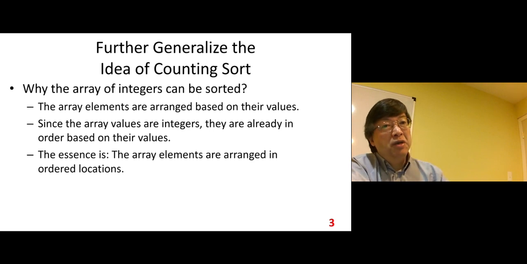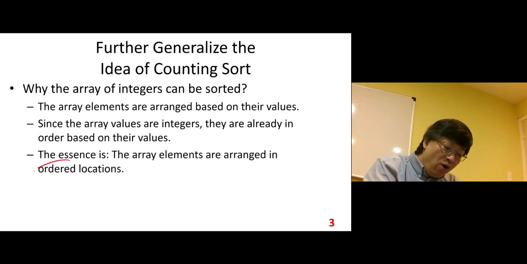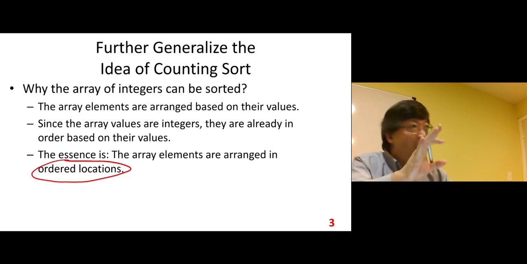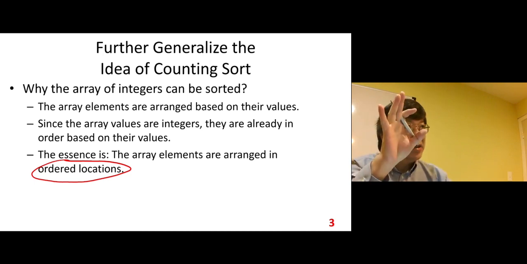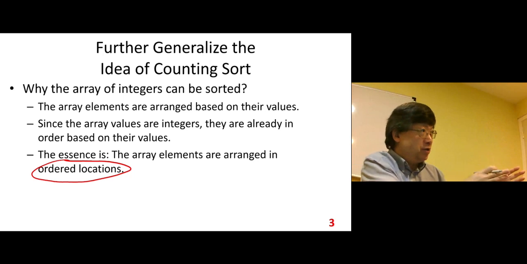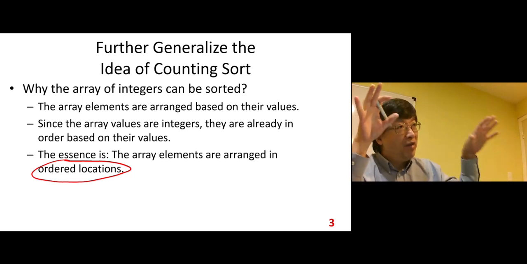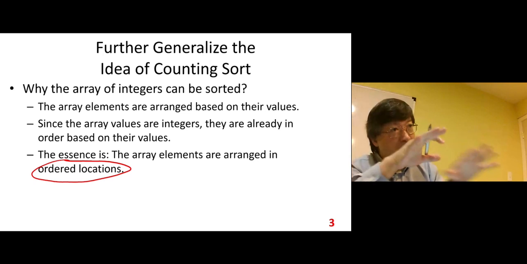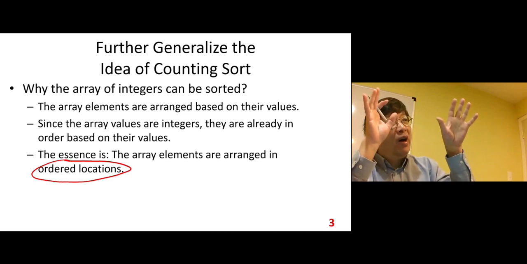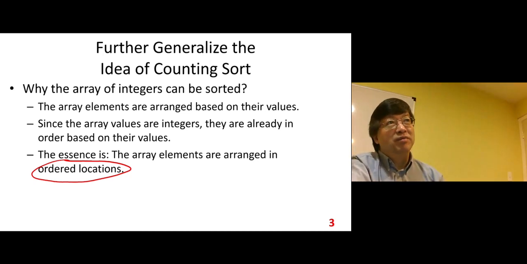Here, the essence is that array elements are arranged in ordered locations. Values and locations. These are two different concepts, right? Array values, integer locations. But for our integer data, they can be matched seamlessly. But for other data types, these two things cannot be matched well, the values and the locations.